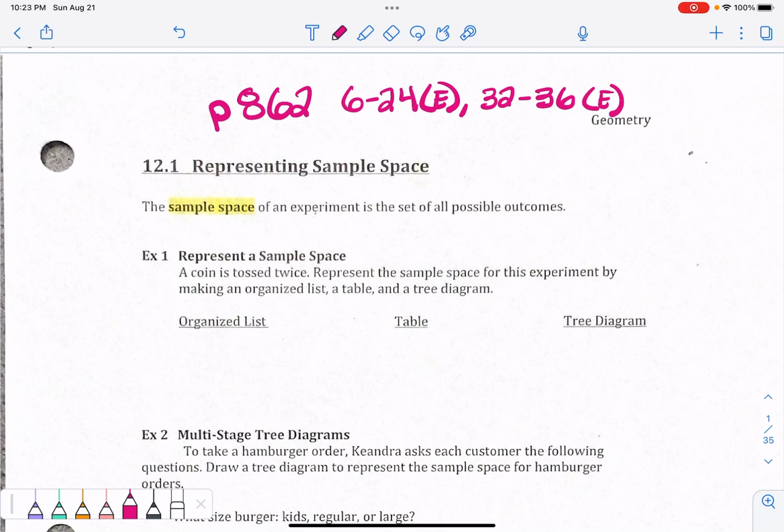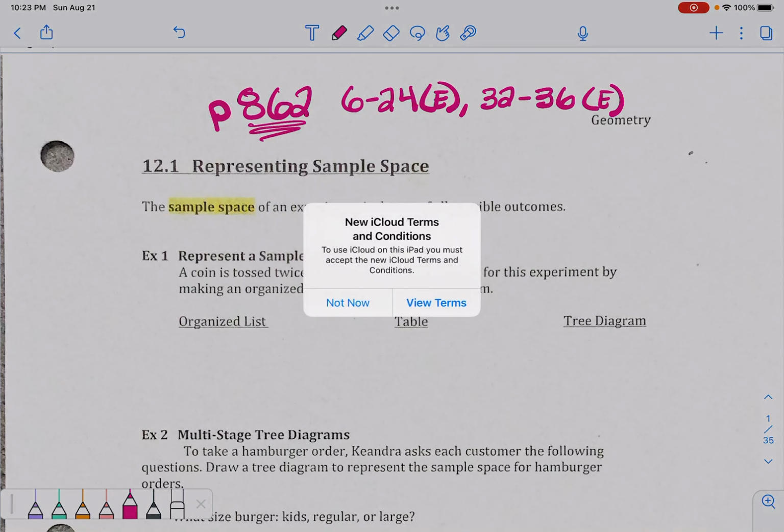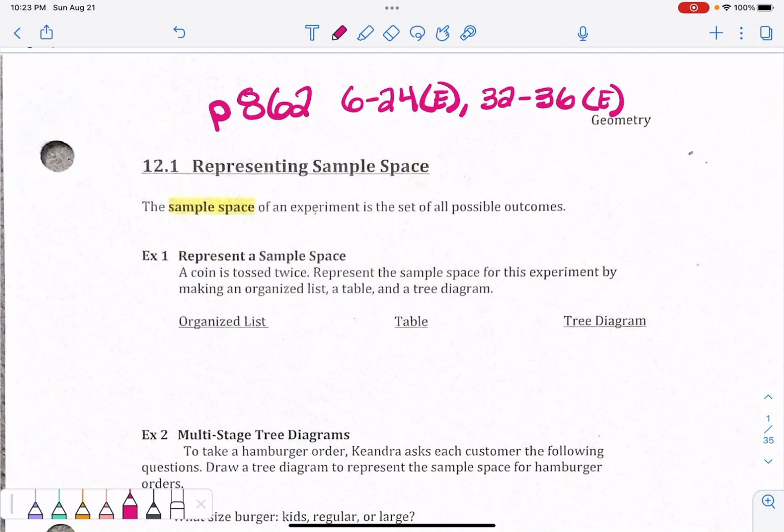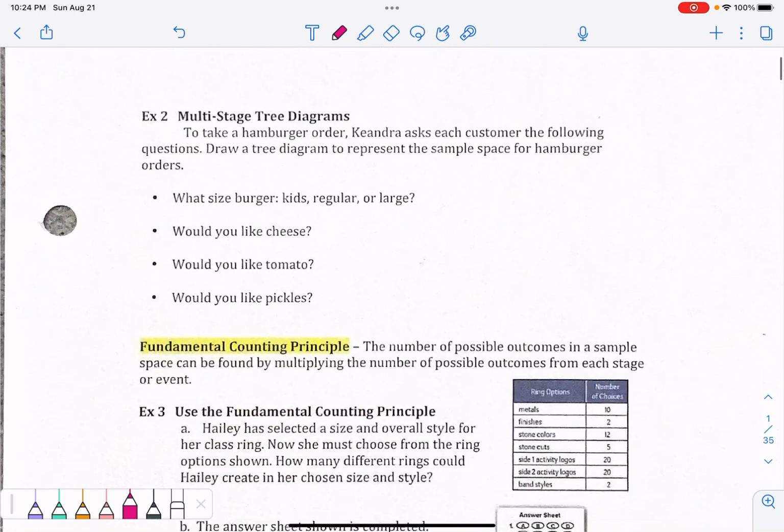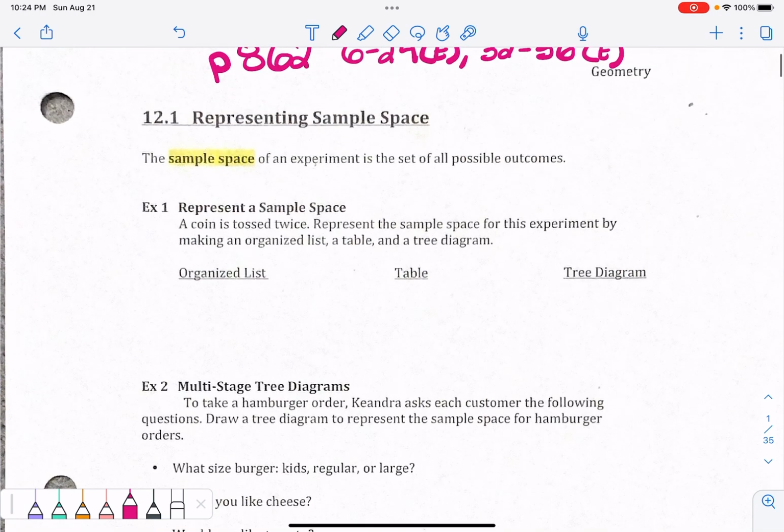This is usually the second chapter that I do out of the book, just because we did a little bit of probability in chapter 0, and so kind of going along with that, chapter 12 was all about probability. So I went ahead and put the assignment up here at the top. It's out of the book. We're all the way at the back of the book since we're in chapter 12, so page 862, which seems like all the way through, and it kind of is. So 6 through 24 the evens, 32 through 36 the evens, and just one-sided page today for notes.